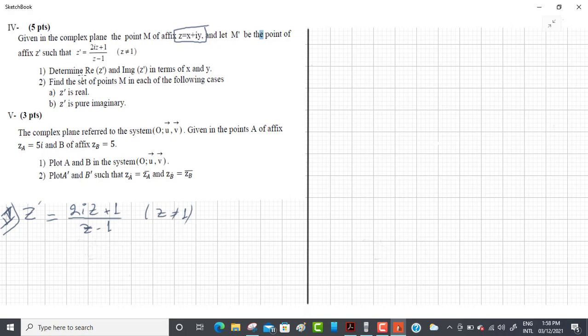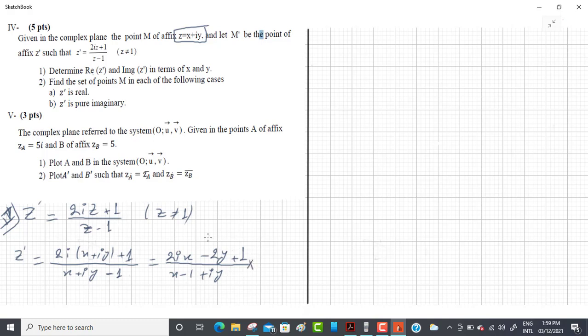Part 1. Determine the real part and imaginary part of z prime in terms of x and y. When he asks this question, you should replace z by x plus iy: z prime equals (2i(x plus iy) plus 1) over (x plus iy minus 1). I will expand the numerator: 2ix plus 2i square y minus 2y. You know, always we have to replace i square by minus 1. Plus 1 over, and we should organize the denominator as real part then imaginary part. Why we should do that?